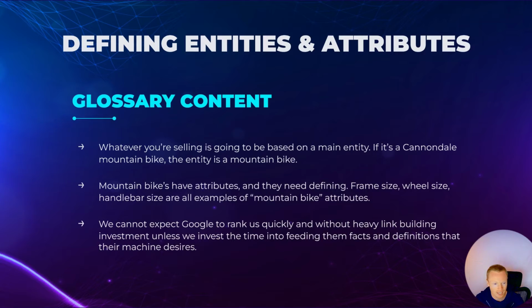These are what your typical category or root pages would have to be. If you were advising people on what the best mountain bike to buy is, you would still have to do this. So whatever you're selling on your online shop is going to be based around a main entity. So if it's a Cannondale mountain bike, the entity is mountain bike. So mountain bikes obviously have attributes, and they need defining on your website. Frame size, wheel size, handlebar size, they're all examples of mountain bike attributes. Generally think of an attribute as the property of an entity.